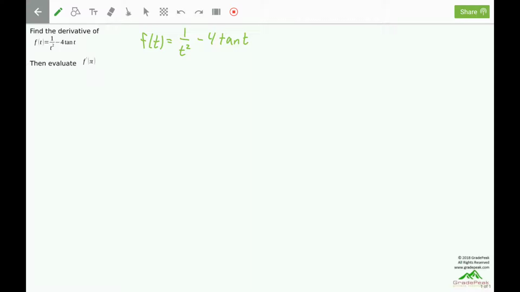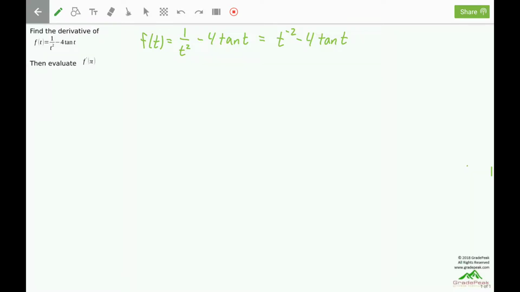The first term I'm going to rewrite by bringing that t squared from the denominator up to the numerator as a negative exponent so that we can use the power rule. Moving it to the numerator, it'll be t to the negative 2 times the 1. And then we have minus 4 tangent of t. I don't need to change that in any way.